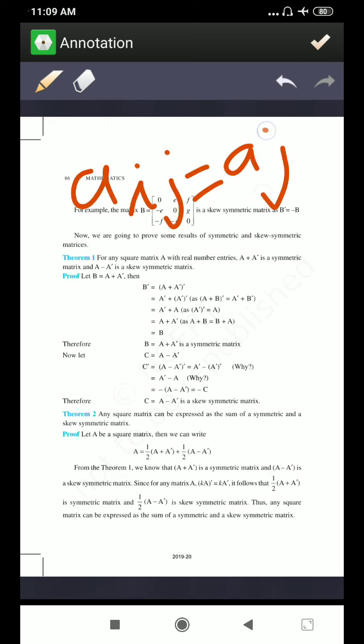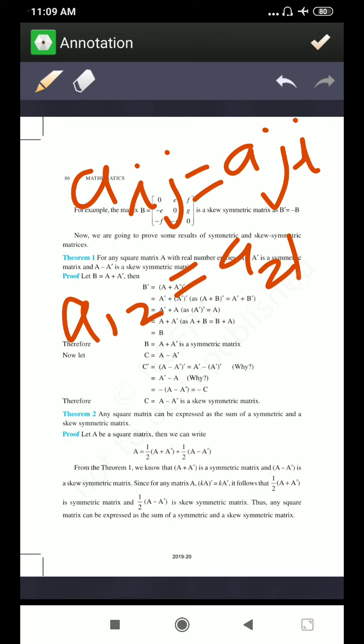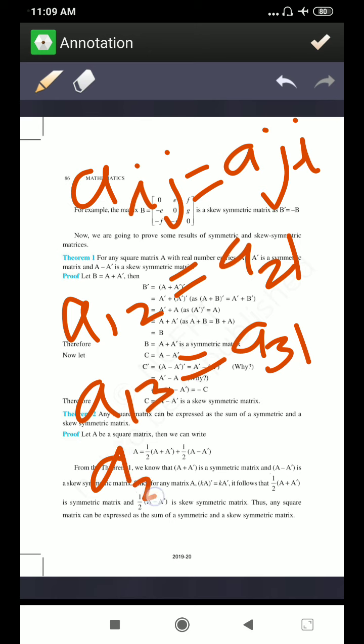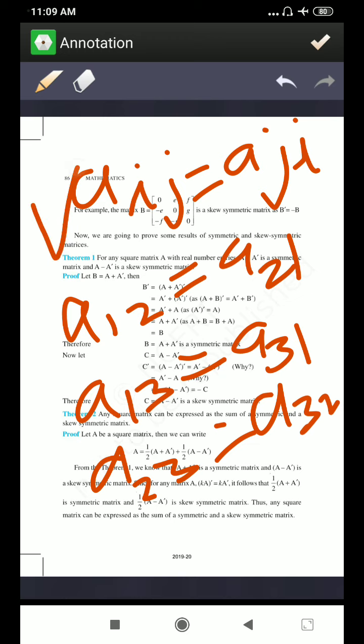Then your matrix will be symmetric. You can prepare yourself. It means element A12 will be equal to A21, A13 will be equal to A31, A23 equal to A32, and for diagonal elements in a symmetric matrix, no condition is applicable. Diagonal elements can have any values. The only condition is that your Aij must be equal to Aji for a symmetric matrix.